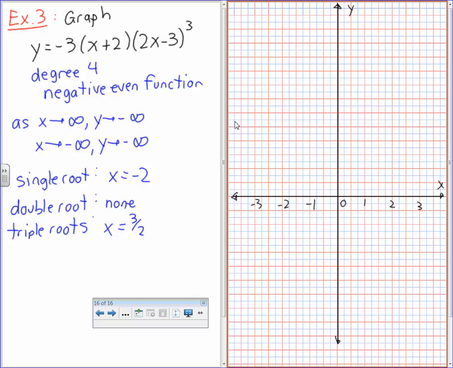Okay, so there's x and there's y. I'm going to put my roots in here. I have a root at -2, and I have a root at 3/2, which is right here. Okay, let's talk about end behavior.